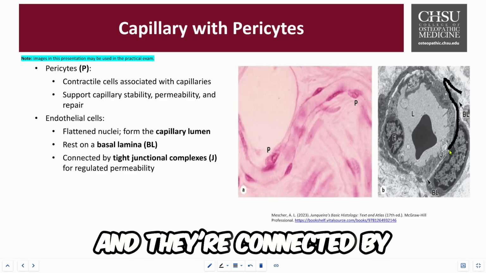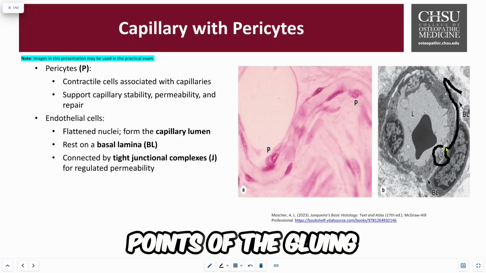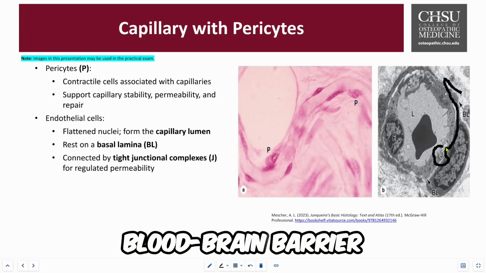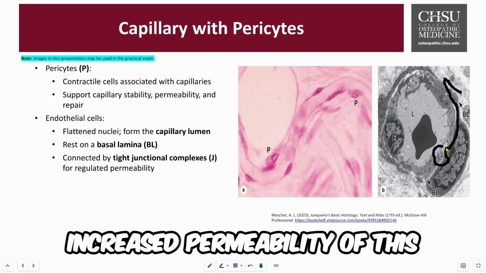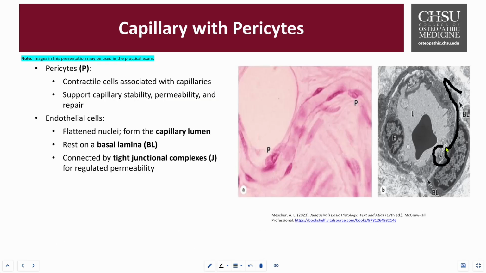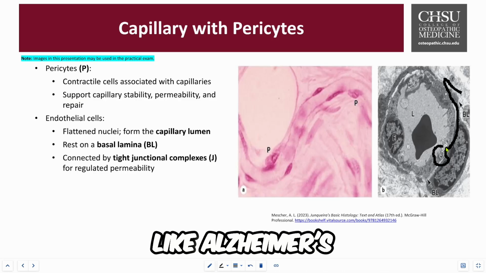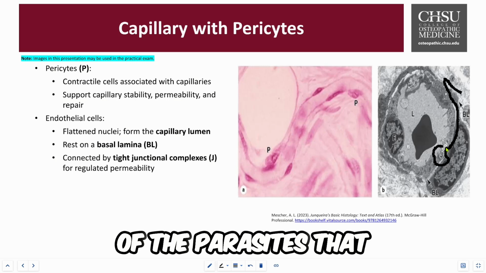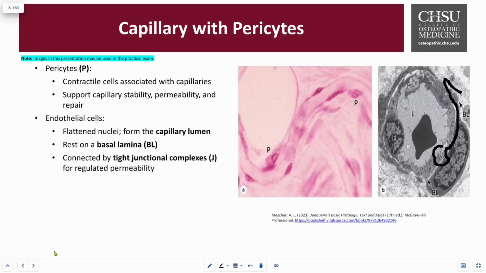And they're connected by tight junctions, which is shown as J. So these are junction points gluing them together. And they're critical for maintaining structures like the blood-brain barrier, and damage to the junctions can lead to increased permeability of this barrier. So it's believed, not 100%, that in some pathologies like Alzheimer's, there could be some sort of reduction of the junctions that lead into the cerebrospinal fluids.